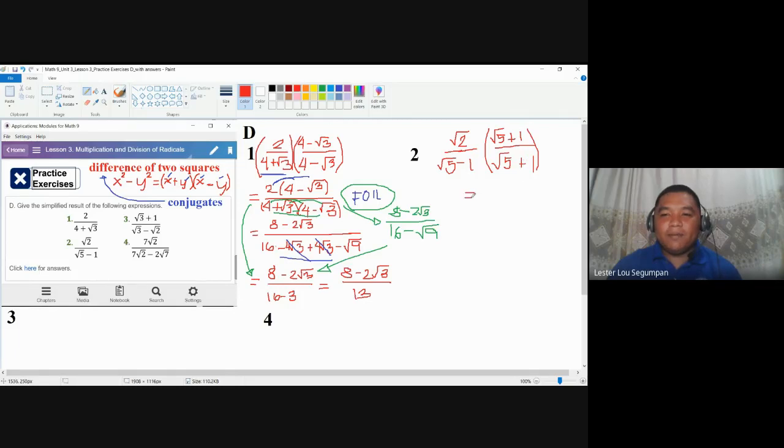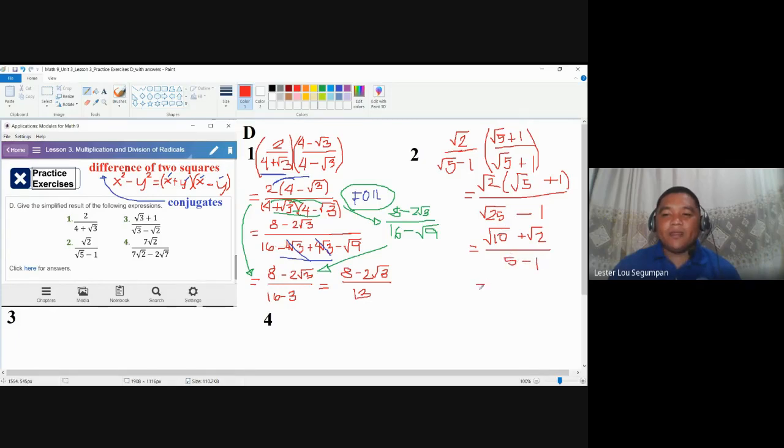So let's try to multiply. You have square root of 2 times square root of 5 plus 1. And then simply use the difference of two squares for the denominator. Square root of 5 times square root of 5 is square root of 25, and then 1 times 1, 1, and use the difference of two squares. So the numerator becomes square root of 10, that's 2 times 5, plus square root of 2, all over square root of 25, which is 5, minus 1.